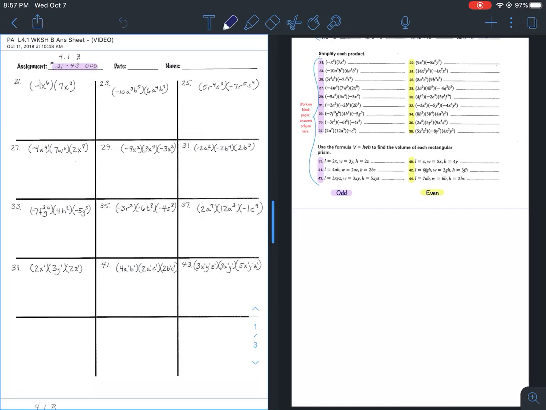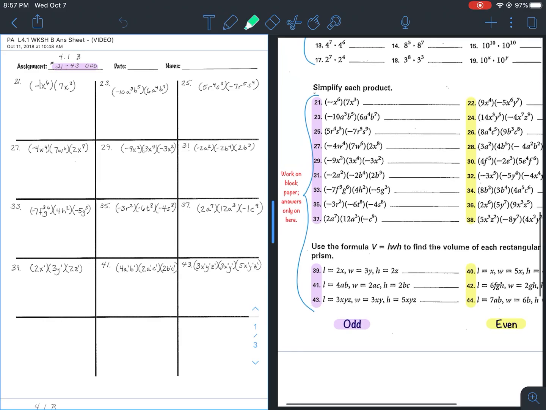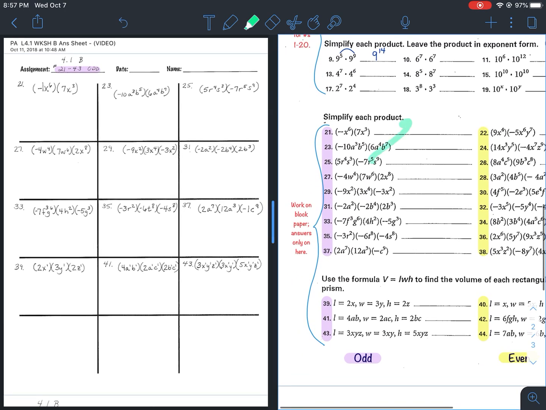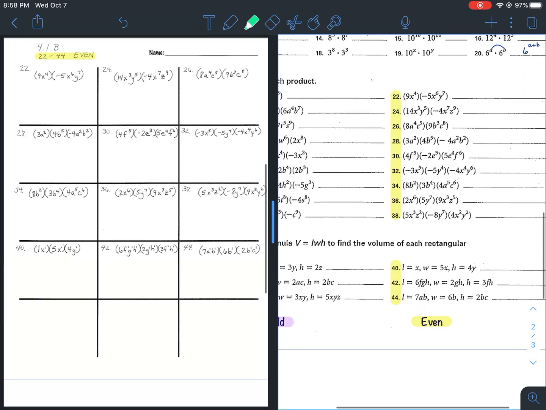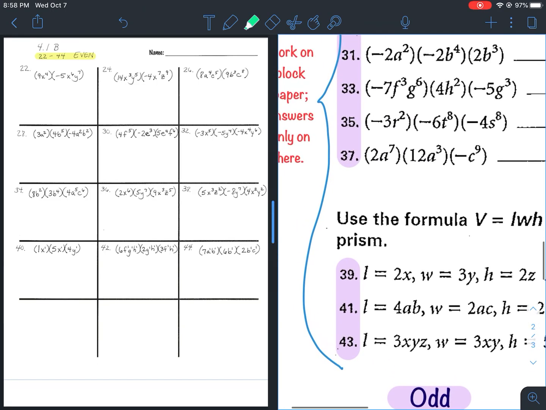Now what's different about the block paper is all of the odd problems are on the front of the block paper. So in other words, this column right here, all the ones that are highlighted in purple, they go on the front of the block paper. And then this column over here, all the ones highlighted in yellow, go on the back of the block paper. I'm going to do 2 problems from each section. So the first problem I'm going to do is number 37.